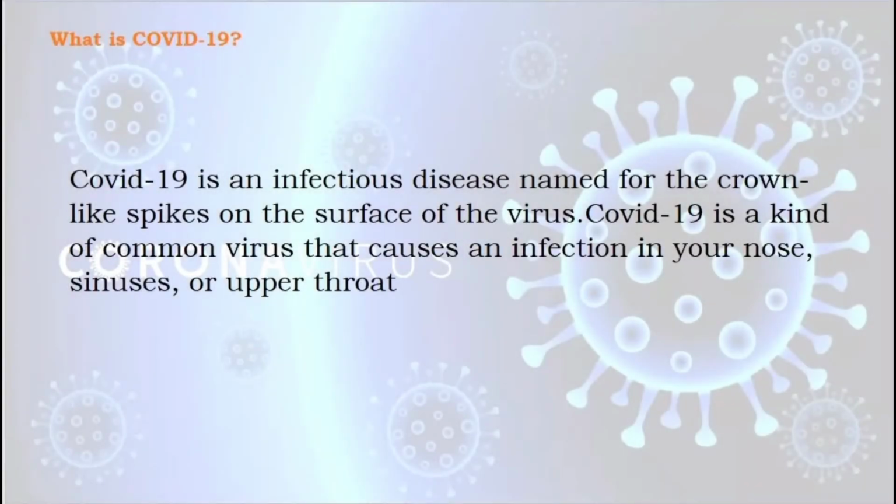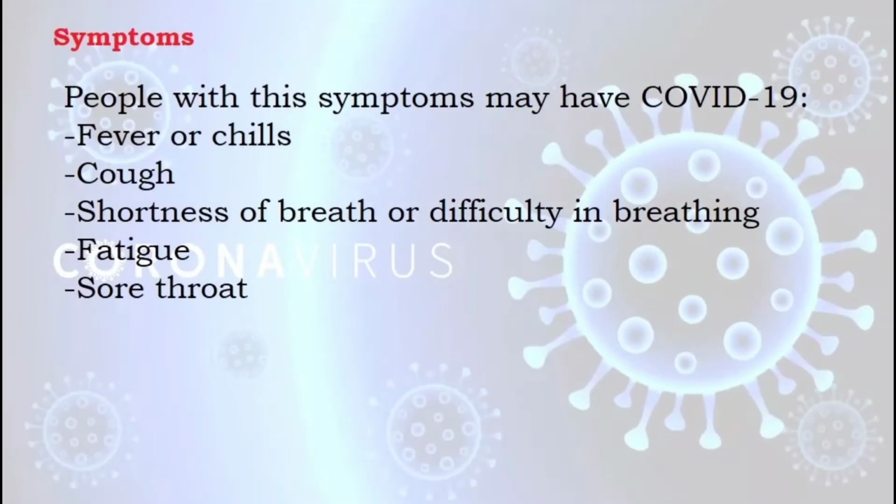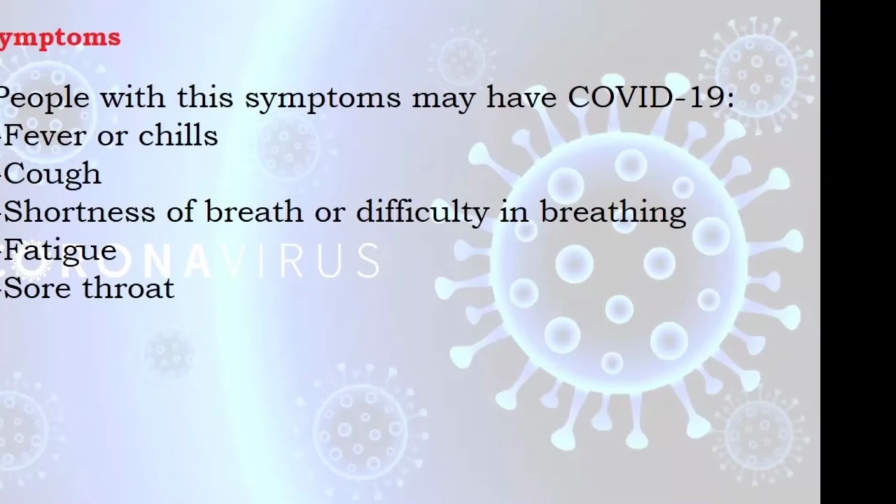What is COVID 19? COVID 19 is an infectious disease named for the crown-like spikes on the surface of the virus. COVID 19 is a kind of common virus that causes an infection in your nose, sinuses, or upper throat. Symptoms: people with these symptoms may have COVID 19. Fever or chills, cough, shortness of breath or difficulty in breathing, fatigue, sore throat, and etc.